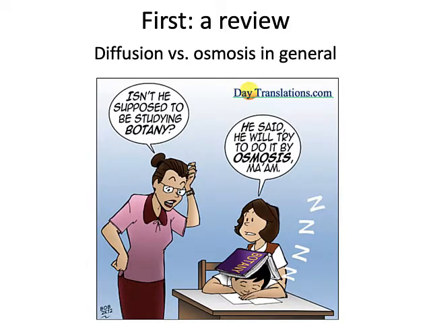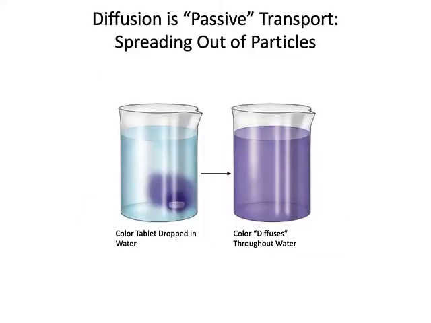First, a review. Let's talk about diffusion versus osmosis in general. Diffusion is a passive type of transport. It's simply a spreading out of particles over time on their own with no extra energy required. As a case in point, think about if we drop a tablet of some color-containing substance into a beaker of water. Over time, that pigment will dissolve into the water and eventually the water will be, for example, purple.